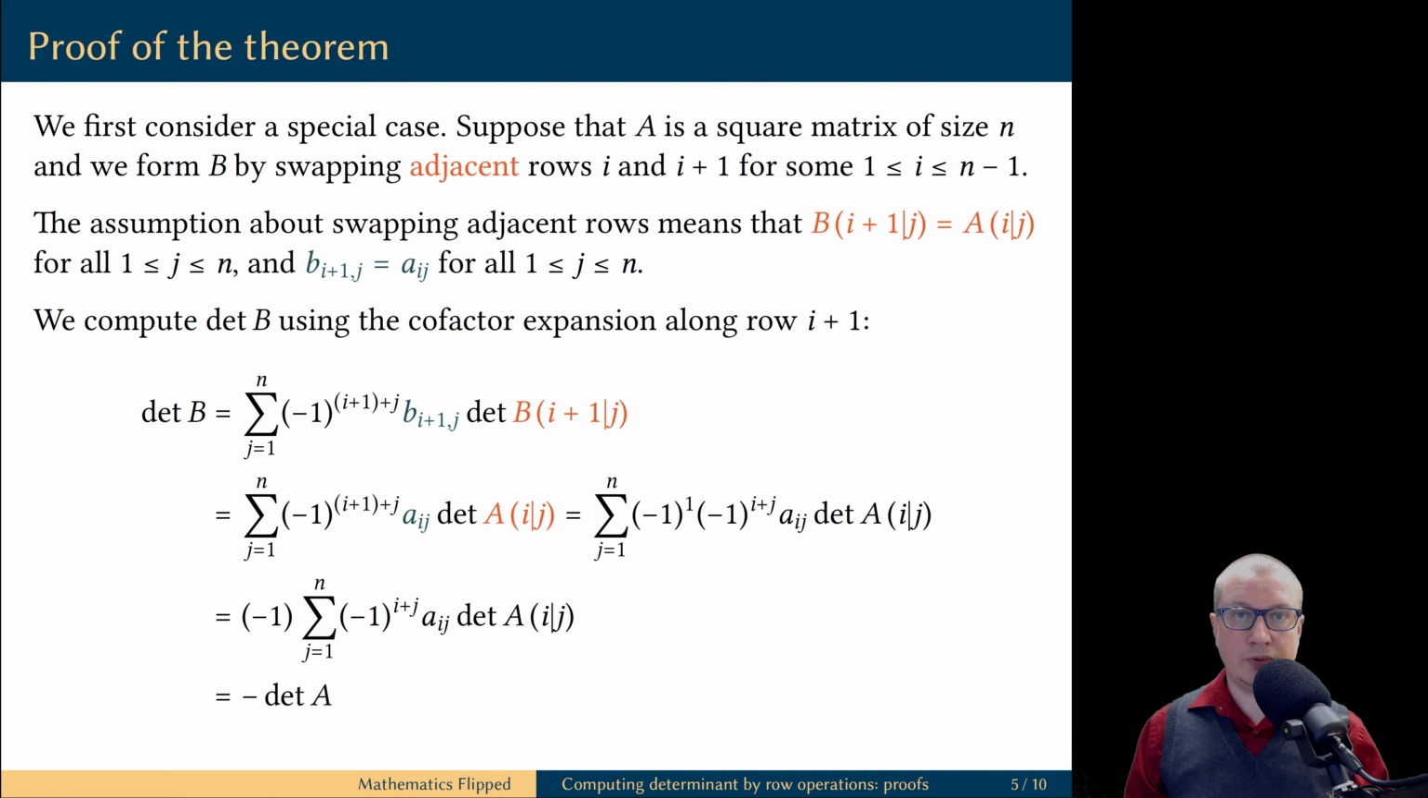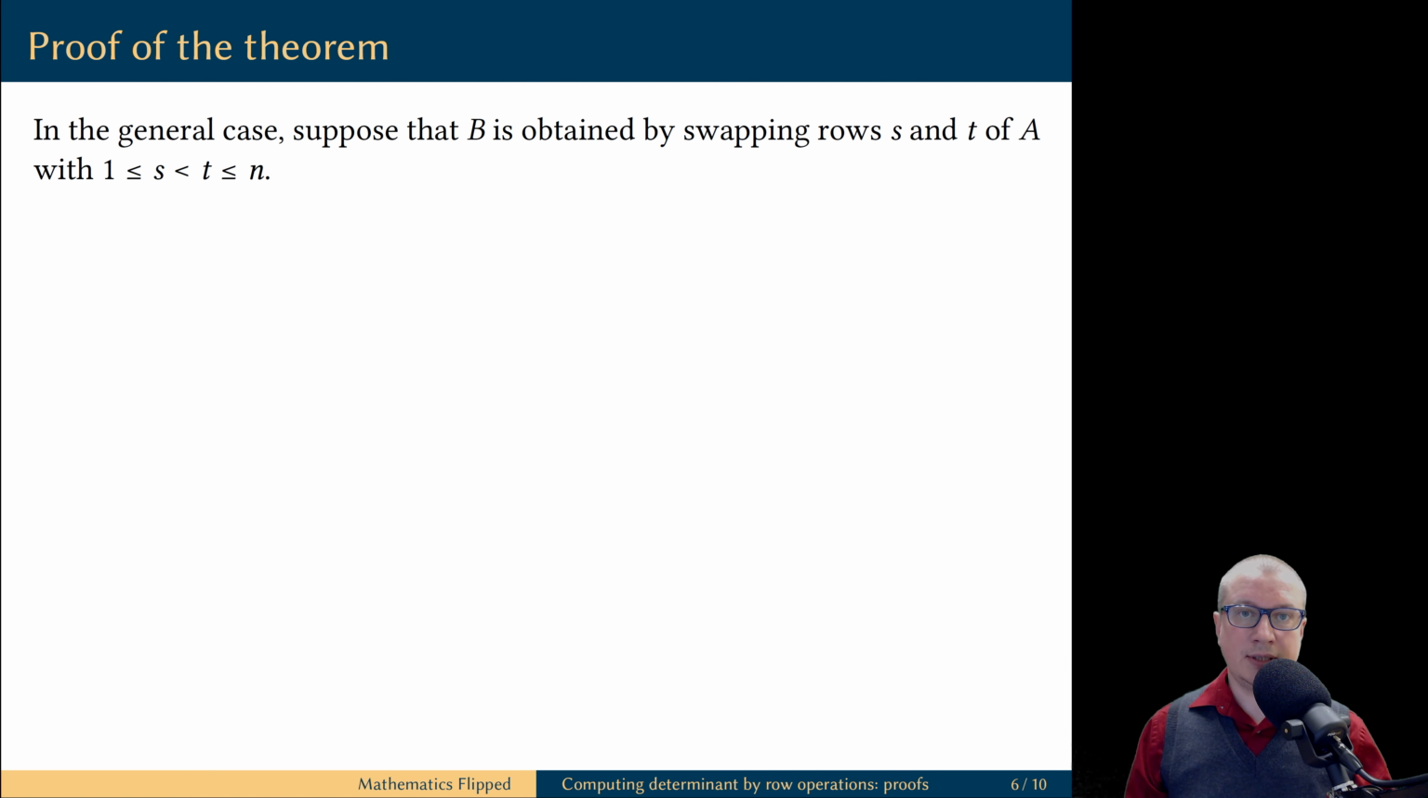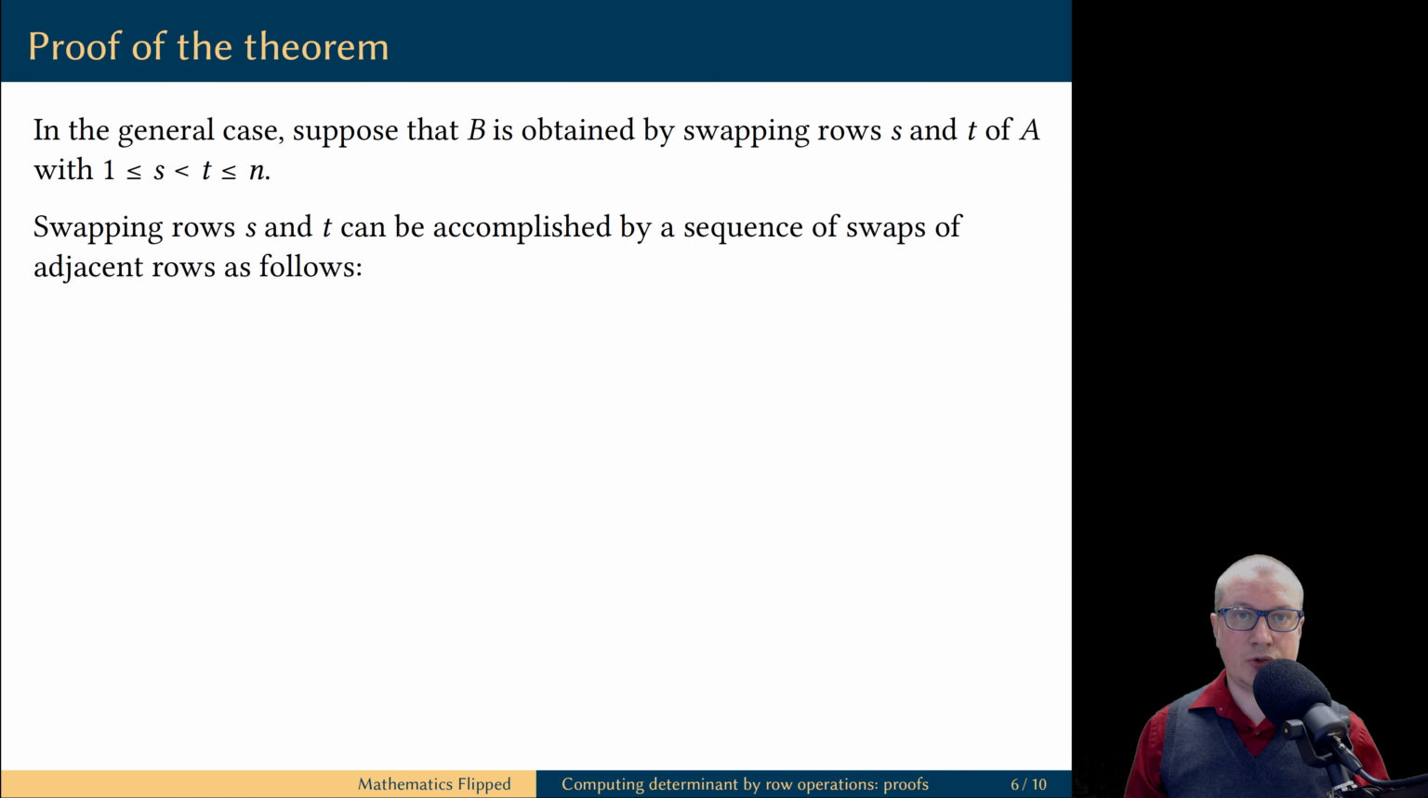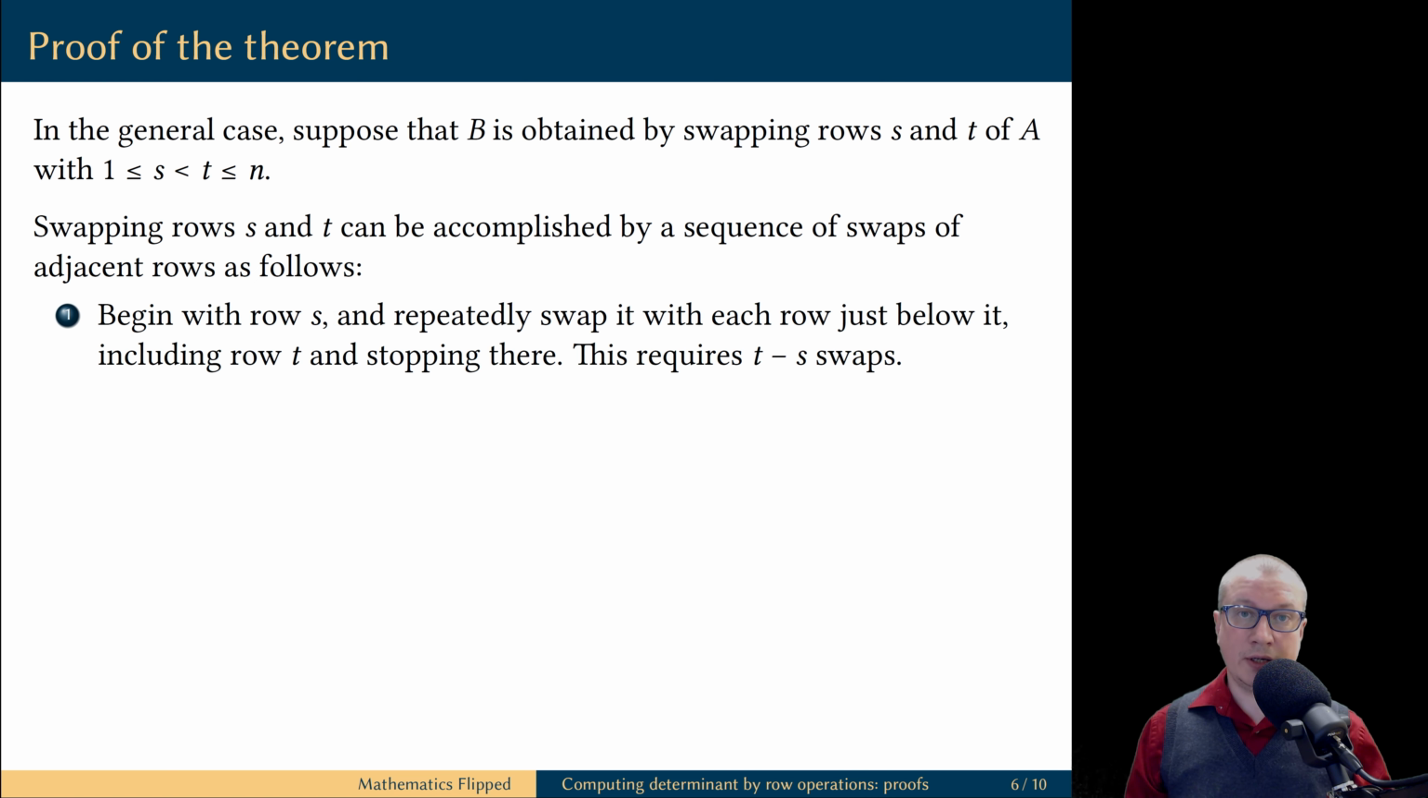So we have proved that swapping two rows changes the sign of the determinant, but only in a special case when you swap two adjacent rows. We still need to figure out what happens in the general case. In general, let's assume that the matrix B is obtained by swapping two arbitrary rows of matrix A, let's say rows s and t, with s less than t. Then the trick is to observe that this swap can be obtained as a sequence of swaps of adjacent rows. Here's how to do this.